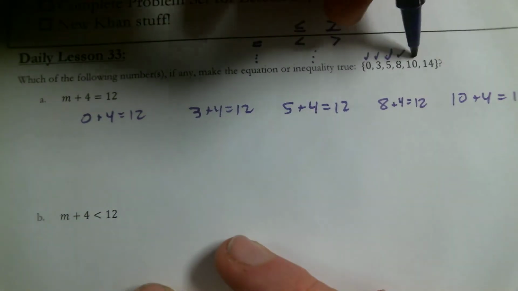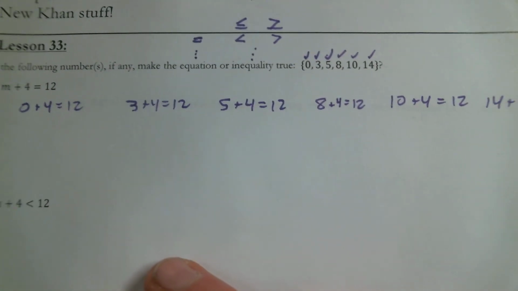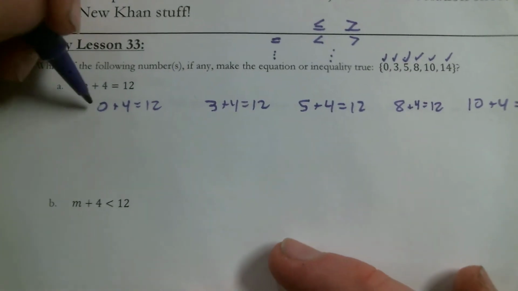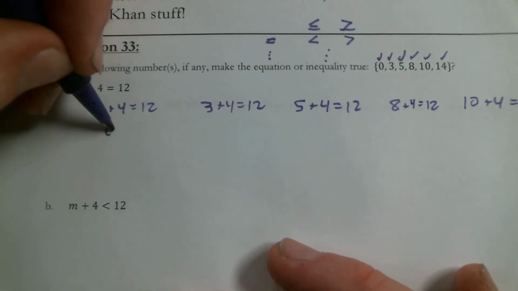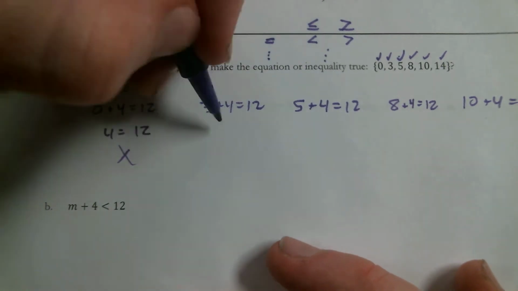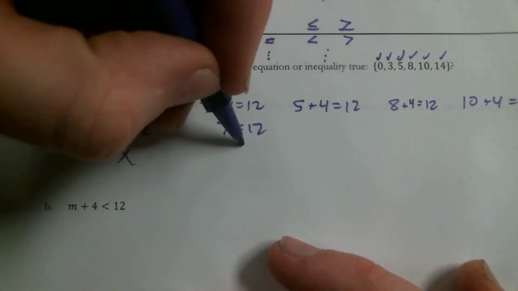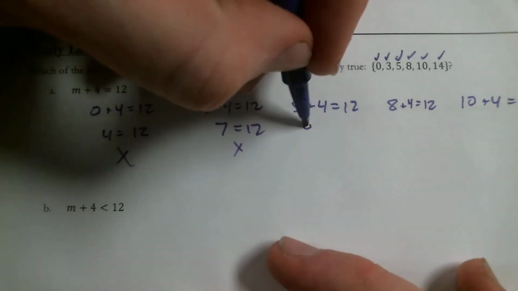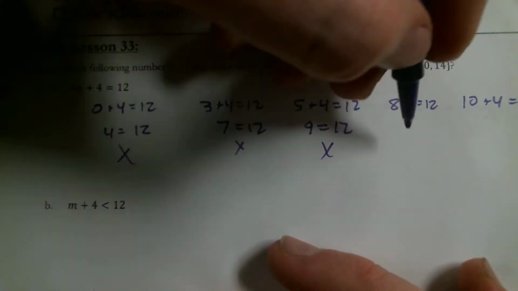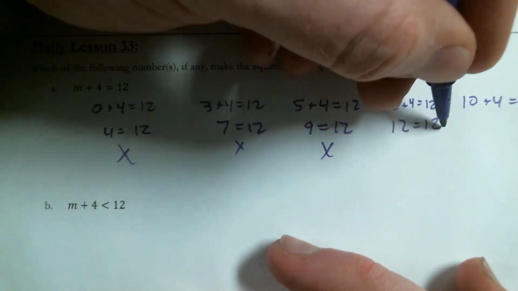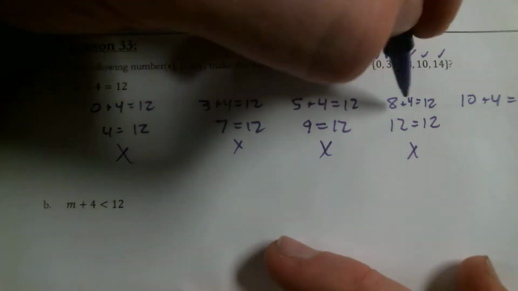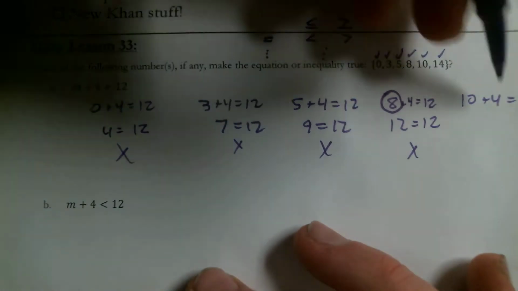Now for some of these, it's going to be very, very quick. For example, here, we just want to know which number makes it true. Well, let's see here. 0 plus 4, that's 4 equals 12. That's not true, so I'm going to put an X. 3 plus 4 is 7. That's not true. Put an X. 5 plus 4 is 9. That's not true. That doesn't work. 8 plus 4, finally, here's the true one. So that works. So the only number from the set so far that works was 8.